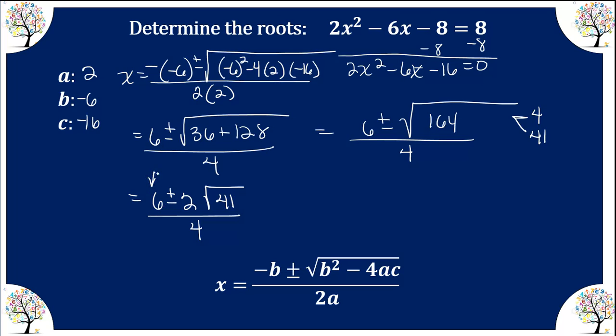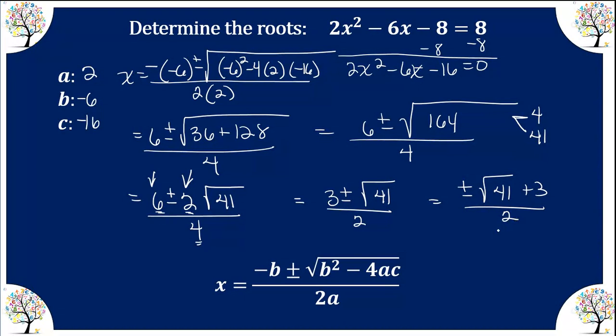But always check to see if you can simplify these values. And if all 3 of these can be simplified by the same factor, we need to reduce that. So 2 can divide into each of these. So we're going to have 3 plus or minus the understood 1, radical 41 over 2. Or you may see it written plus or minus radical 41 plus 3 over 2. So these are our 2 solutions. And if you needed to plot these, you would use your calculator to find the estimate of radical 41.